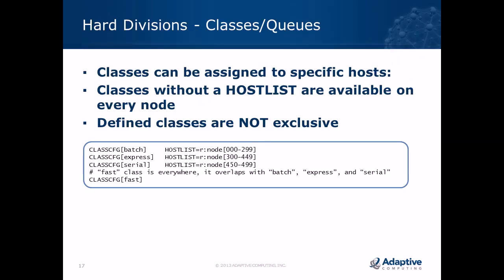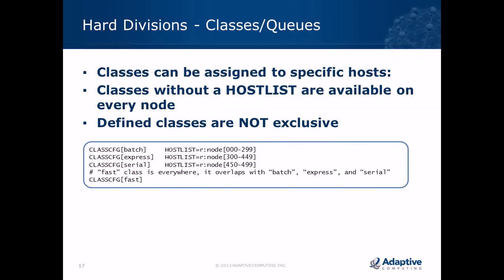And then you'll notice this fourth class, fast. I haven't defined a host list. So where is that class? It's everywhere. That's right. We've had some customers who, because they put a host list on class batch, saying it's on nodes 0 through 299, sometimes thought that would exclude every other class. But that's not the way it works. The host list is only constricting the class that you put it on. So if you want to have this division across all the classes on the system, you'll need to define a host list for every class on the system to define where it goes.